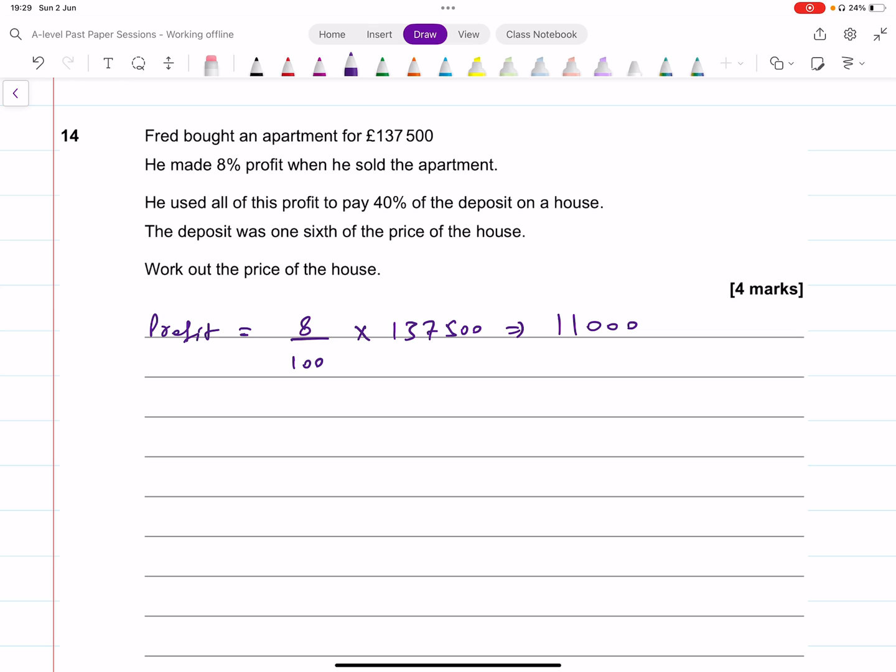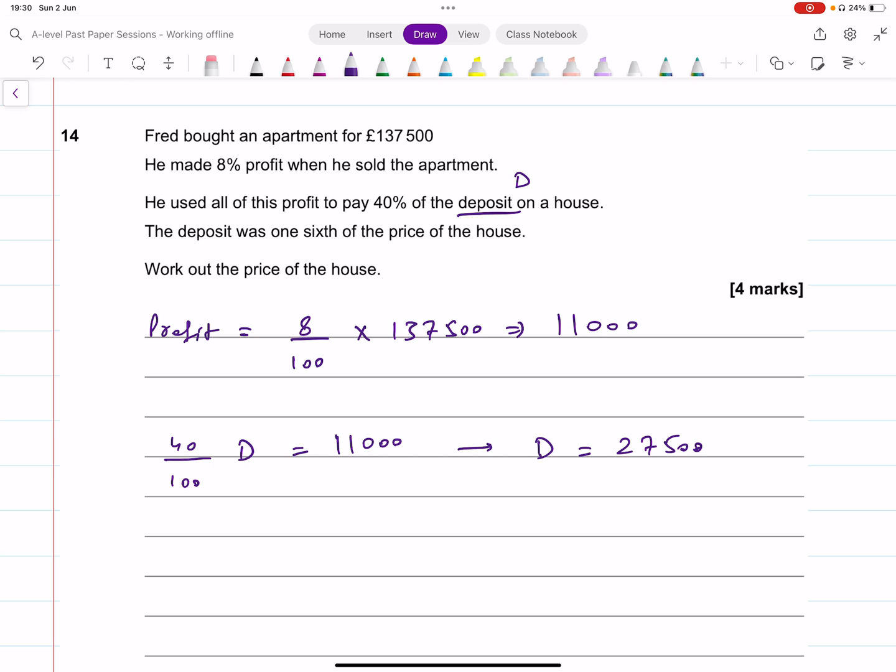Now, all of this profit is used to pay 40% of the deposit. So this is 40% of the deposit. Now, let's say that the deposit was D. What that means is 40% of D, 40 over 100 times D, should equal 11,000, right? 40% of the deposit was 11,000. From this, we can find the value of D, the deposit. That's going to be 11,000 into 100 divided by 40. Let's see what that turns out to be. That is giving me 27,500. That's the value for the deposit that I'm getting.